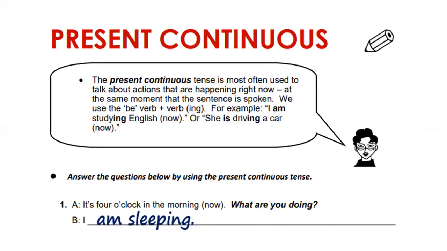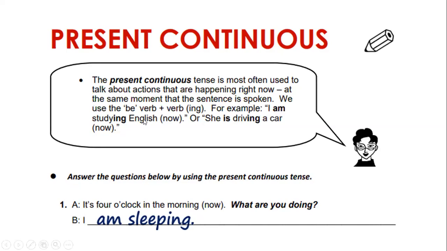Okay. Present continuous. What is present continuous? Present continuous is the most often used to talk about actions that are happening right now at the same moment that the sentence is spoken. We use the verb be and the verb in ing. For example, I am studying English now, or I am teaching English now, or she is driving a car now. Vean, vamos a hacer la definición en español solo para efecto que quede muy claro. El tiempo presente continuo es a menudo utilizado para hablar acerca de acciones que están ocurriendo right now. Ese right now es en este momento, como diríamos ahorita, ¿verdad? En este preciso instante. At the same moment that the sentence is spoken. En el mismo momento que se están diciendo las cosas, ¿verdad?